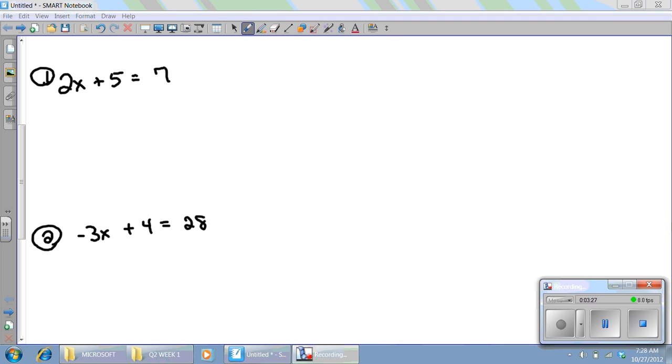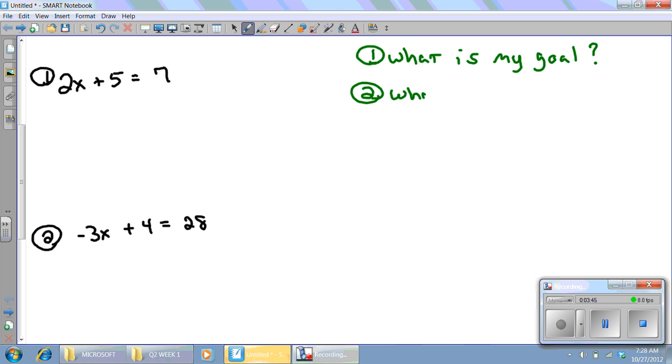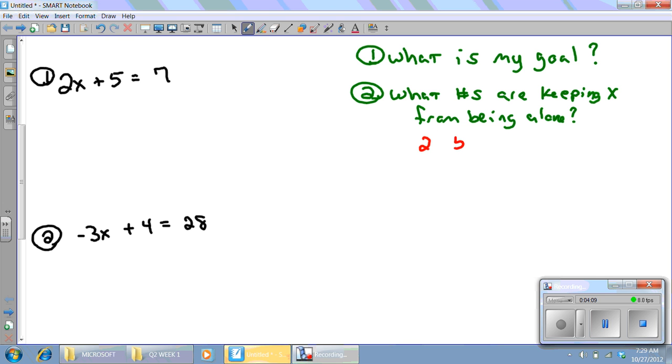Well, I use a series of questions. And my first question is, what is my goal? And of course, your goal is to get x alone, or get the variable alone, right? Okay, so then the follow-up is, what numbers are keeping x from being alone? And in this case, the answer to that question, problem number 1, are the 2 and the 5, right?